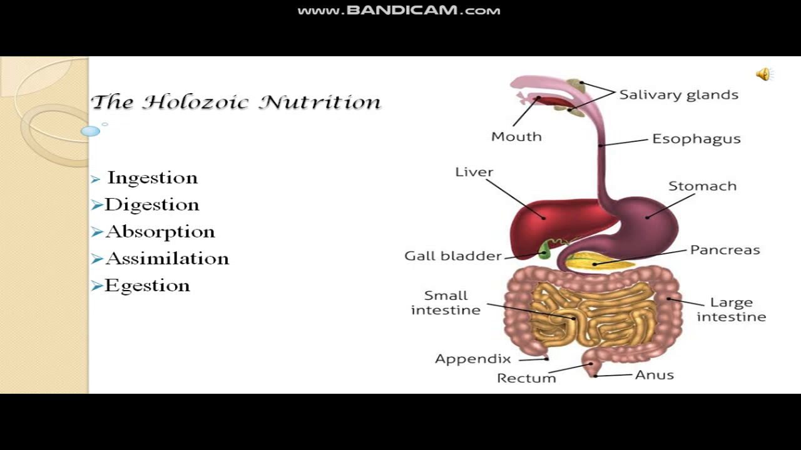Ingestion is the taking in of complex organic food through the mouth. Digestion is the breakdown of those large complex organic molecules. It starts in the oral cavity of the mouth and goes on until jejunum in small intestine. Absorption is the uptake of those soluble molecules from the digestive regions into the body cells across a membrane. It is specific to ileum in small intestine. Assimilation is the utilization of the absorbed food molecules to provide energy for the body, and egestion is the elimination of the undigested food from the body through anus.